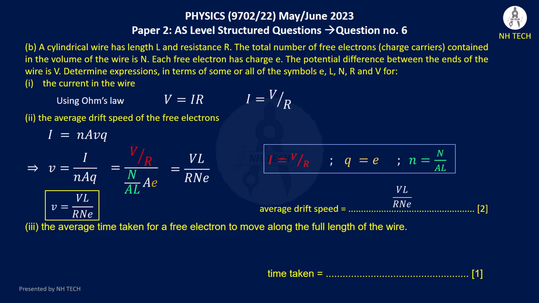In the next part, we have to find the average time taken for a free electron to move along the full length of the wire. For this, consider the formula of drift speed, which we have derived in the previous part. Substitute L by t in place of v, and now solve for t. So this is the solution of this question.